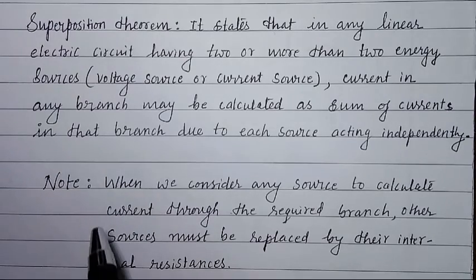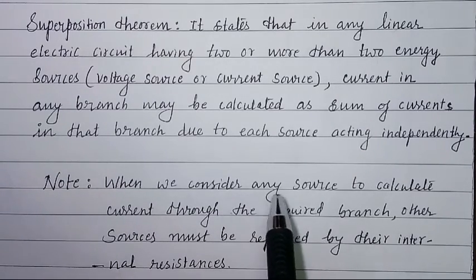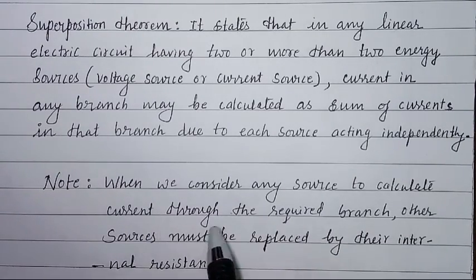We will write that note also. When we consider any source to calculate current through the required branch, other sources must be replaced by their internal resistances.